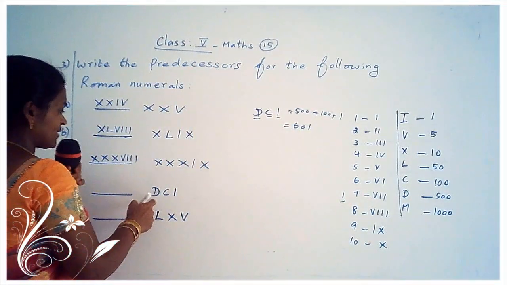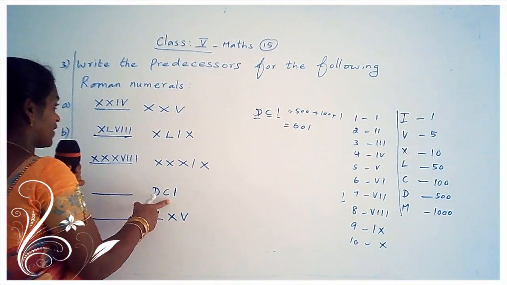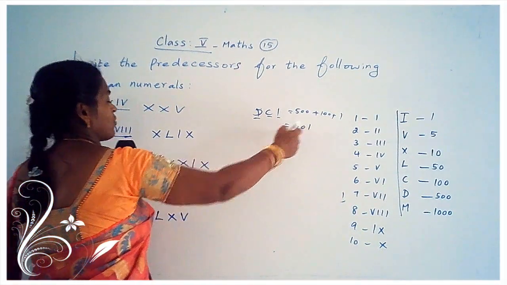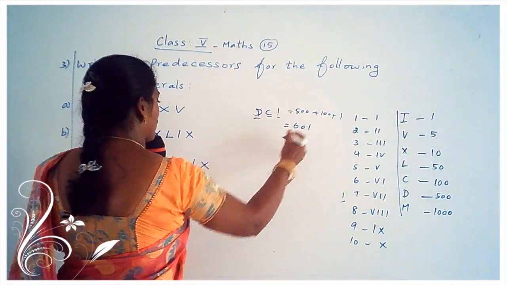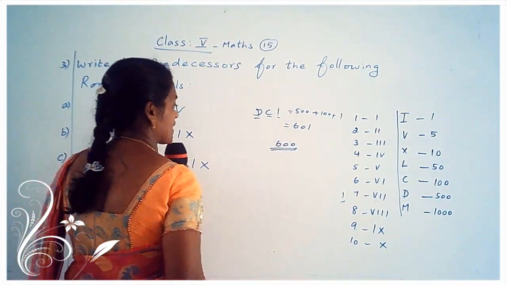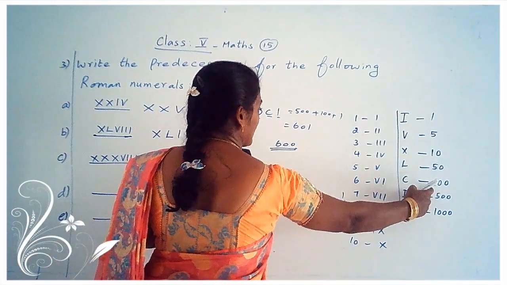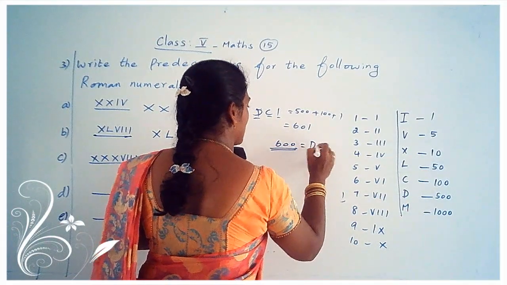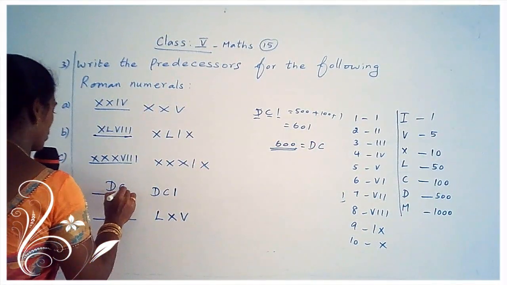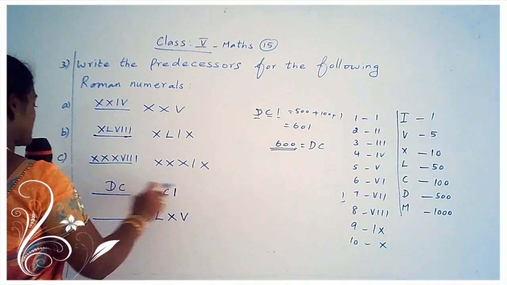What is given? 601 is given. Now you find the value of the predecessor of 601. The previous number is 600. Children, otherwise we can get the predecessor of a number by subtracting 1 from it. So the predecessor of 601 is 600. 600 means 500 plus 100, so your answer is DC. The predecessor of DCI is DC.